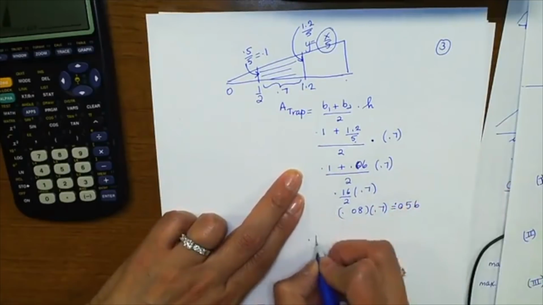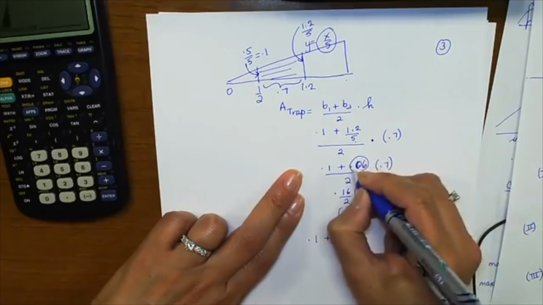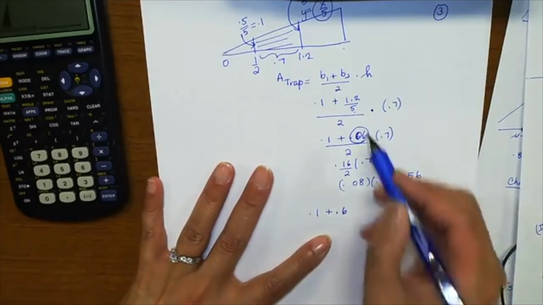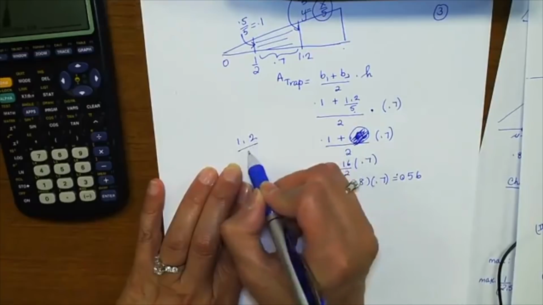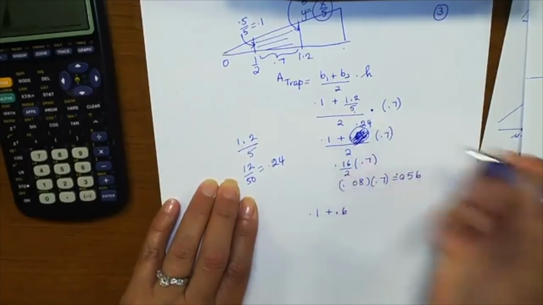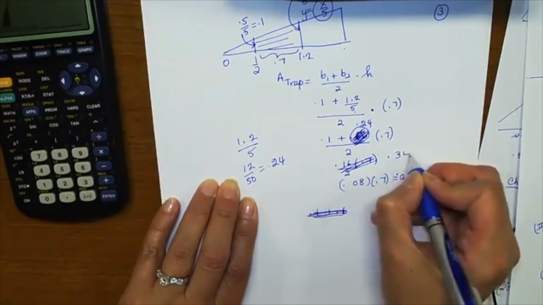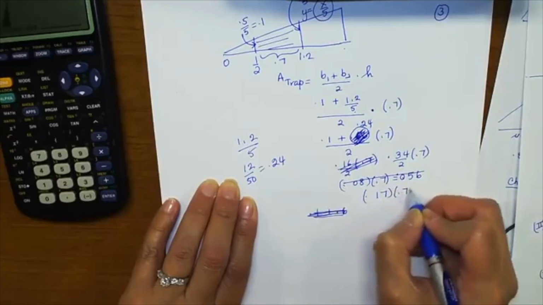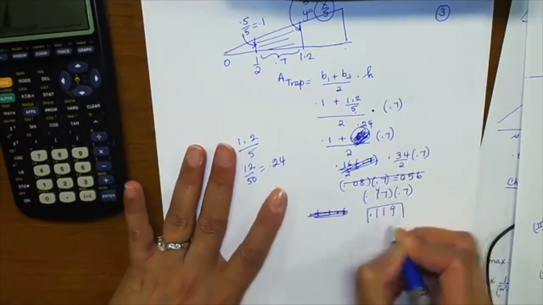So 0.1 plus 0.6. That's my mistake right there. It should be 0.24. Oh yeah, what am I doing? 1.2 over 5 is 12 over 50 equals 0.24. So 0.34 over 2 times 0.7. So 0.17 times 0.7, which is 0.119.